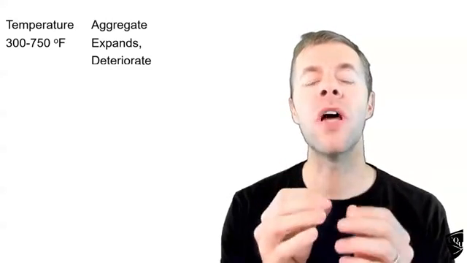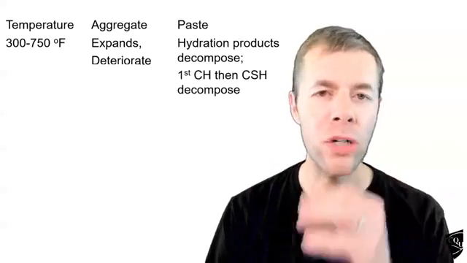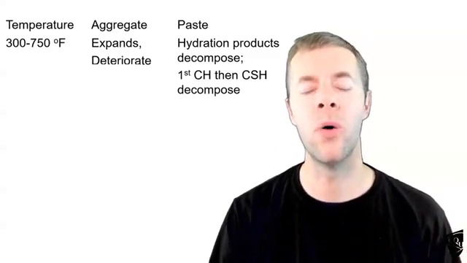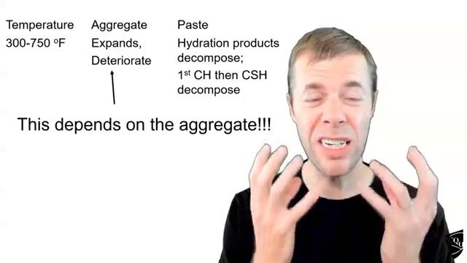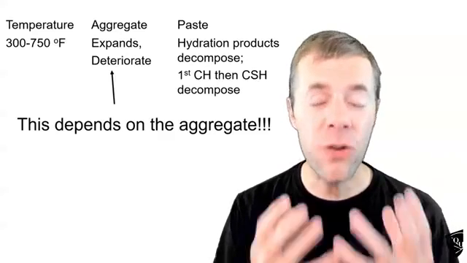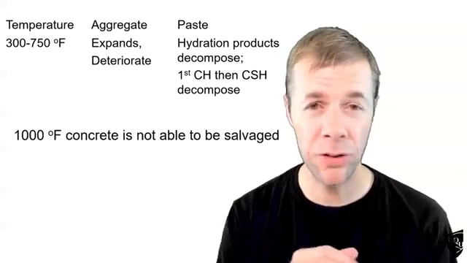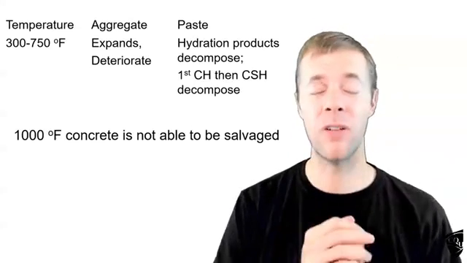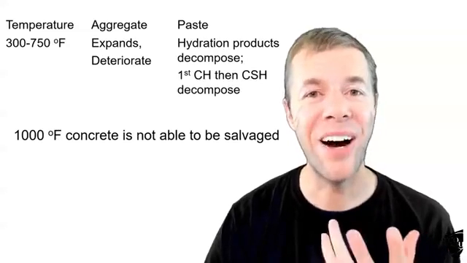But if we keep increasing the temperature, as we go above 300 degrees Fahrenheit, when you get to around 750 or so, or about 800, then all of a sudden the aggregates start to deteriorate. They start to basically fall apart. And your hydration products, the calcium hydroxide and the calcium silicate hydrate, also start to decompose. But this deterioration is all about the type of aggregate you're using. Not all of them are the same. If your concrete happens to get to about 1,000 degrees Fahrenheit, it's pretty much ruined. It pretty much can't be salvaged. And I'll explain why with some data coming up.